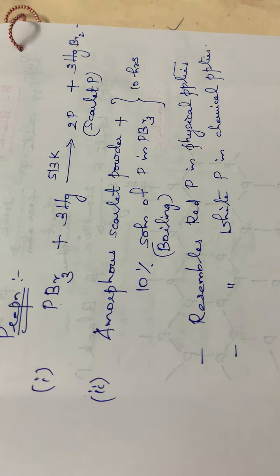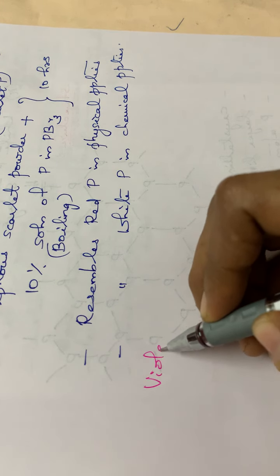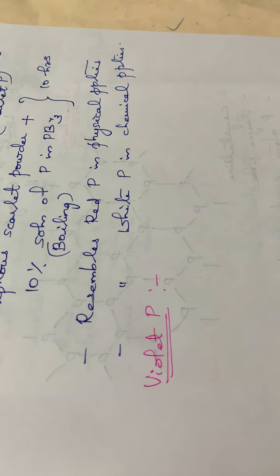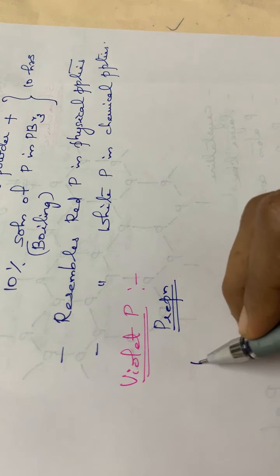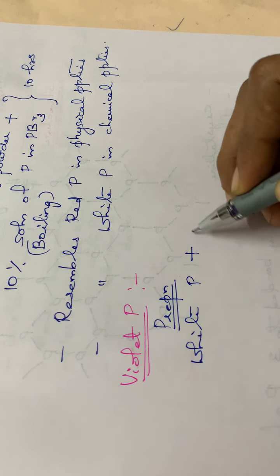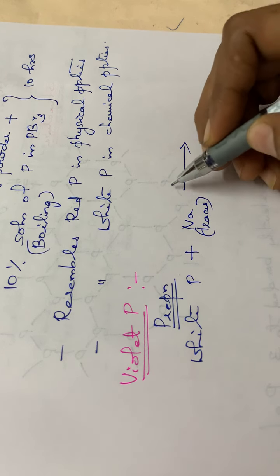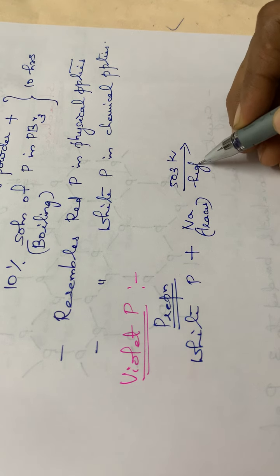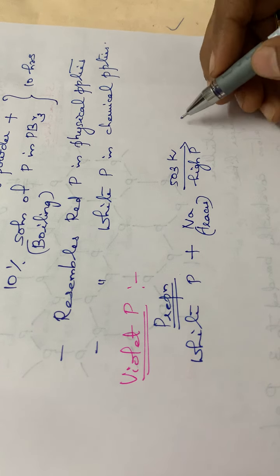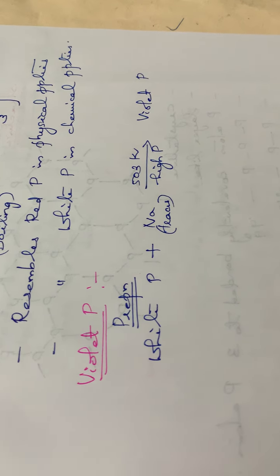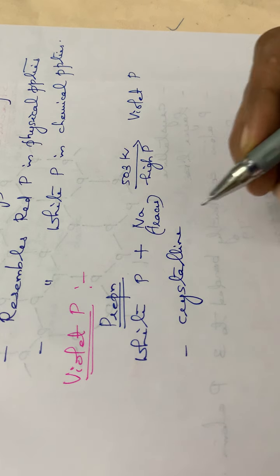In your textbook, just the preparation is mentioned. Then the next is violet phosphorus. First of all, we can go through the preparation. It is prepared by heating white phosphorus with traces of sodium at a temperature of 503 Kelvin under high pressure. So we will be getting violet phosphorus. This violet phosphorus is also crystalline in nature.